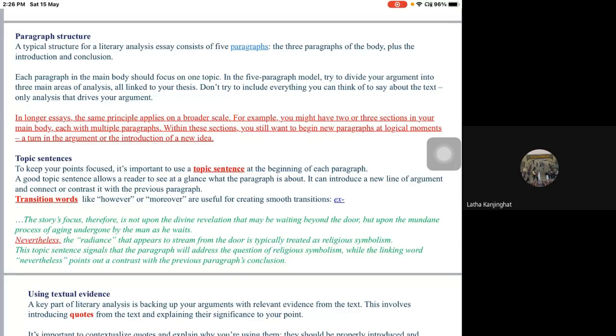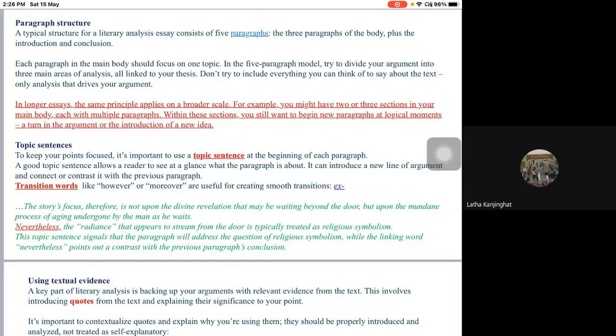Now, to talk about the structure of a paragraph, when you begin, you begin with topic sentences. To keep your points focused, it's important to use a topic sentence at the beginning of each paragraph. A good topic sentence allows a reader to see at a glance what the paragraph is about. It can introduce a new line of argument and connect or contrast it with the previous paragraph. So you begin a new paragraph with a topic sentence, and that topic sentence gives a very clear picture of what the whole paragraph is about.